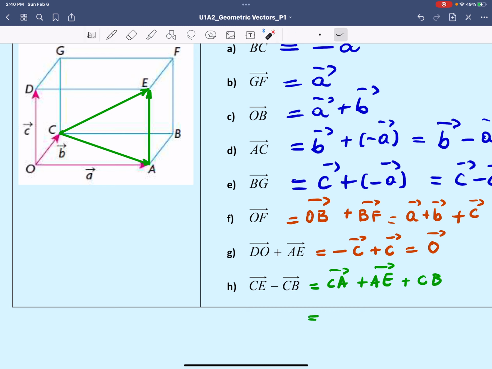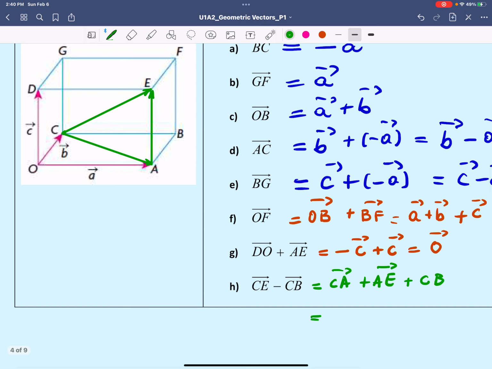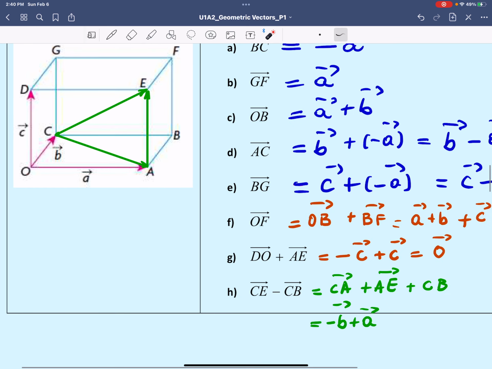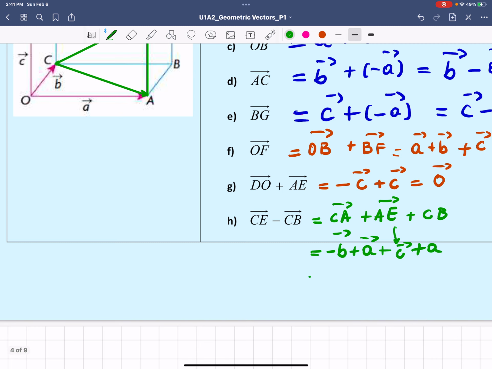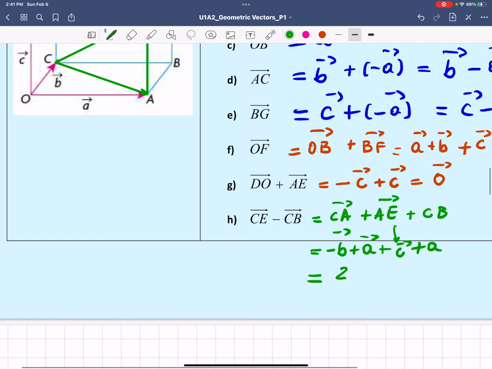Now, vector CA, as you can see in here, is the sum of negative B with positive A. If you use a triangle rule, so this is CA again, that would be the sum of this vector here, vector negative B, and vector OA or vector A. AE is equal to vector C. And vector CB is exactly A. Sorry, same as A. So we're going to add an A. So therefore, we're going to say that the difference CE minus CB would equal 2A minus B plus C.